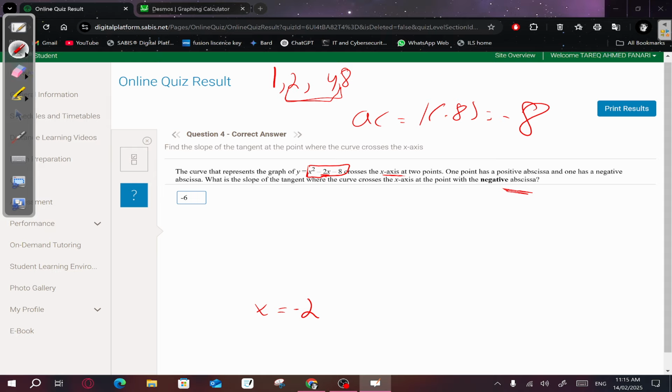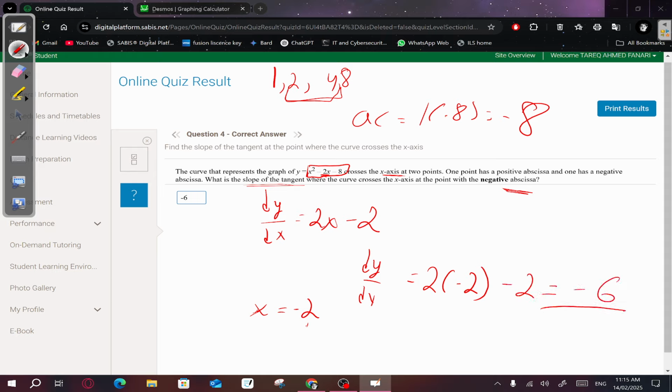So now we derive: dy by dx is equal to 2x minus 2. They want the slope of the tangent only, so I'm just going to substitute -2 into dy by dx. dy by dx is equal to 2 times -2 minus 2, which is -4 minus 2, which is -6. And this is our answer.